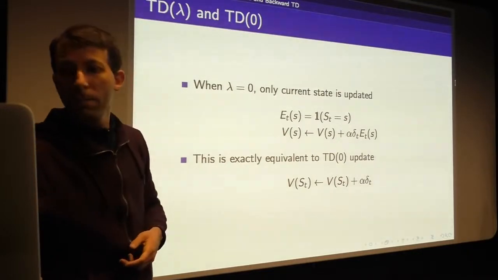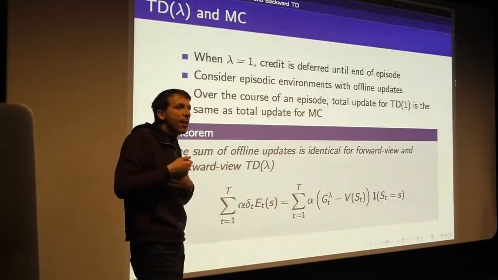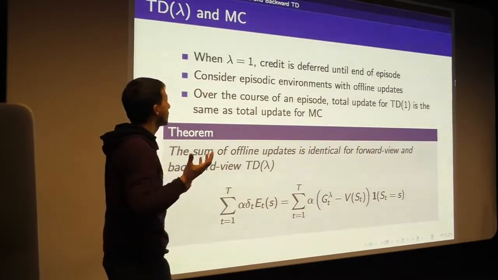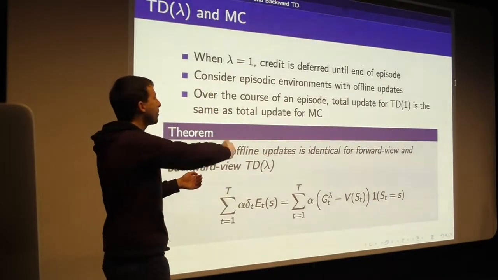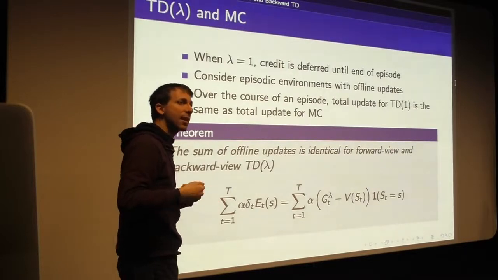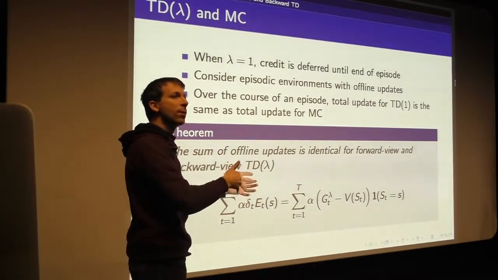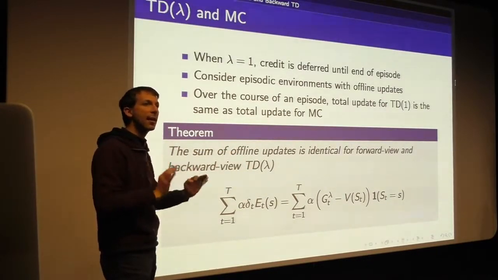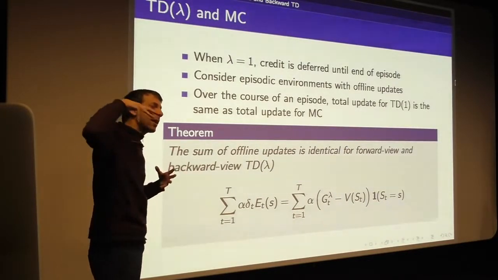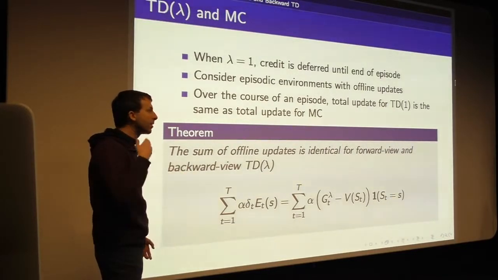Okay? At the other extreme, we have lambda equals 1, and in that case, the credit is deferred all the way to the end of the episode. And so if we're in an episodic environment, this has the nice result that if you accumulate all of the updates that you do using this backward view, the sum of those updates is the same as for the forward view of TD lambda. So the backward view and the forward view of TD lambda are exactly equivalent when you do offline updates. They're the same algorithm. It's just a mechanistic view that can be implemented efficiently. You only have to look backwards, you don't have to look forwards in time.